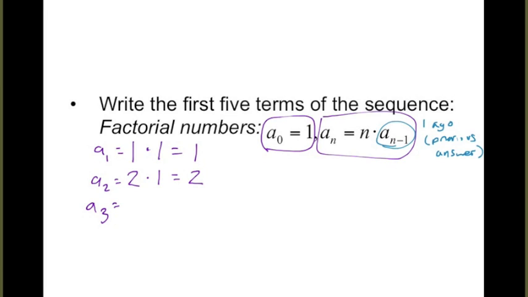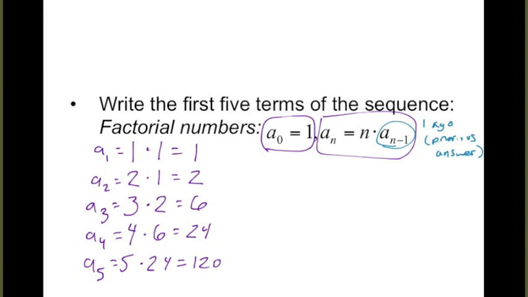A sub 3. Our rule is n, which is that bottom number, so it's 3, times a sub n minus 1, which means last answer. So that's 2, which gives 6. A sub 4. n is 4 times a sub n minus 1, the last answer. Last answer is 6. So we get 24. And let's come up with the first 5. So a sub 5 is n is 5 times last answer, and that gives 120.